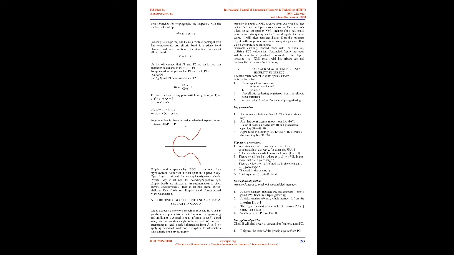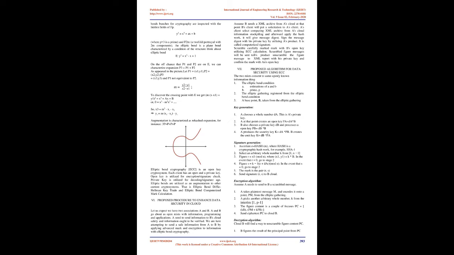3. A base point, B, taken from the elliptic group. To find the intersection point with E we get, m = (y2 - y1)/(x2 - x1), x3 = m^2 - x1 - x2. Multiplication is defined as repeated addition, for example, 3P equals P plus P plus P.